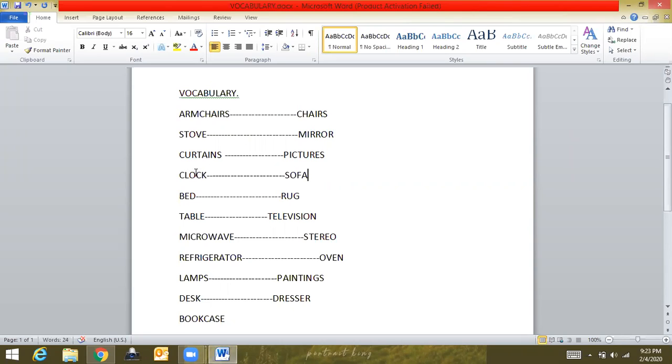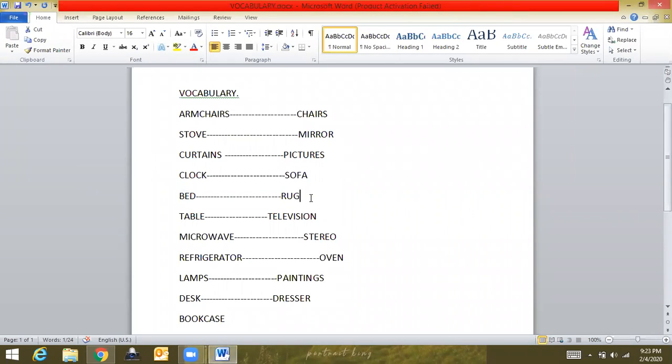Clock. What's the meaning of clock? Reloj. ¿Cuál reloj? Reloj de pared. Very good. Reloj de pared. Very good. Sofa. Okay. Sofa.